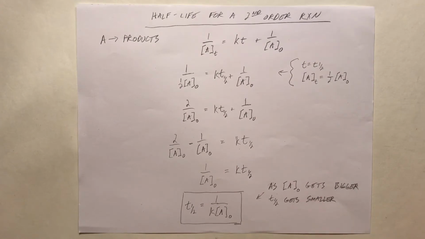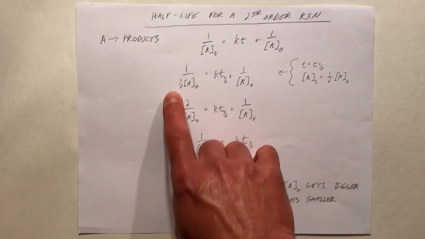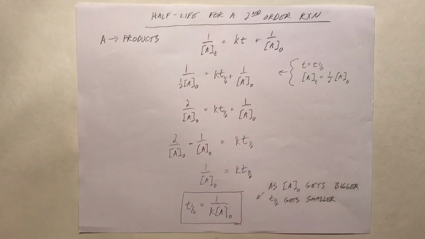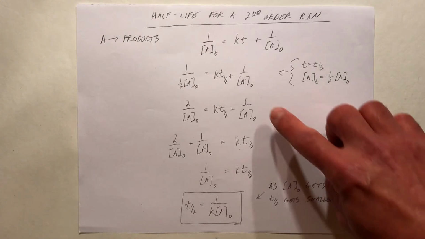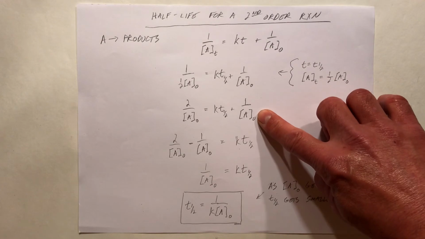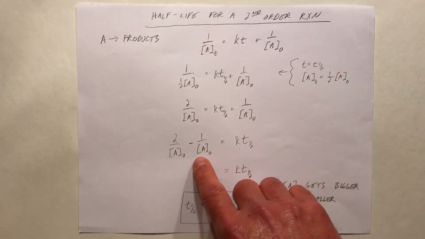What we can do here is take that 1/2 and put 2 in the denominator, because the inverse of 1/2 is 2. And then we can subtract the inverse of the initial concentration, or the inverse of concentration of A at time 0, from both sides, so we get it over on that side.